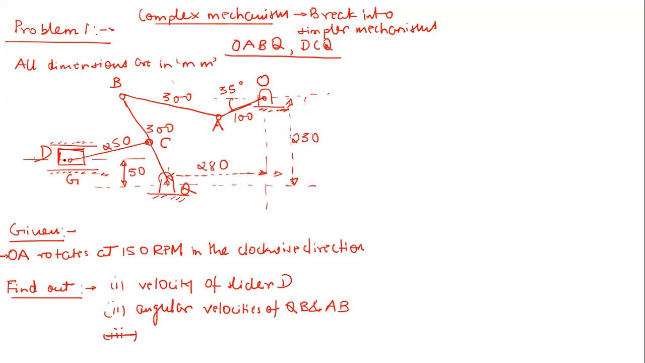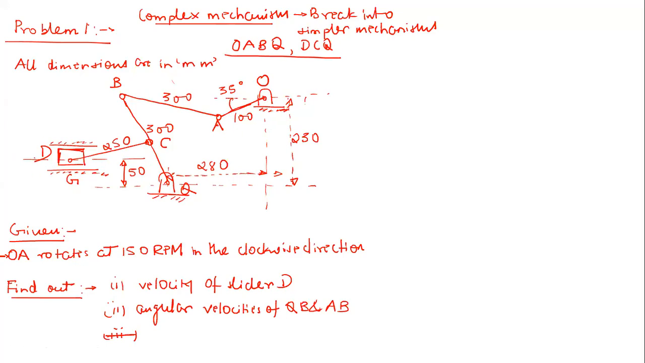And here also, if you observe DCQ, right? So DCQD can form a closed kinematic chain. And again, the link DQ of this mechanism is fixed, right? So always remember that whenever you break a mechanism, just always focus your attention on these fixed points, right? So based on these fixed points, you can break your complex mechanisms into simpler mechanisms, right?